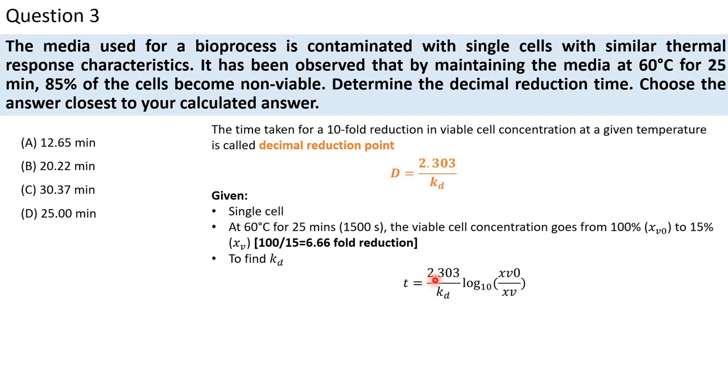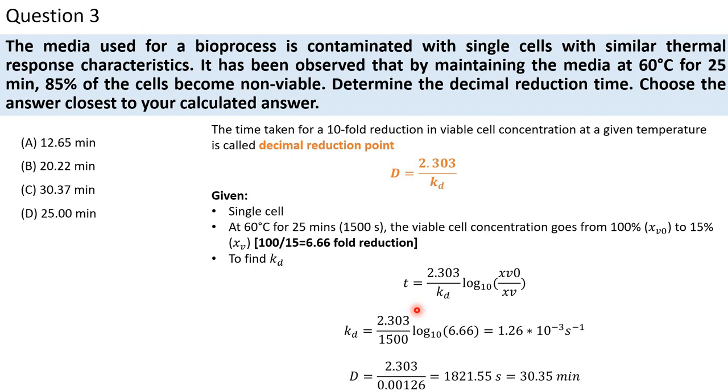t is equal to 2.303 divided by Kd, log to the base 10 of Xv naught divided by Xv. As we know the Xv naught by Xv and we know the time taken, we are just substituting everything to find Kd, which is equal to 1.26 into 10 power minus 3 second inverse. So by substituting the Kd that we have found in the decimal reduction point formula, we are getting almost 30.35 minutes. So the option that is nearer to this is option C.